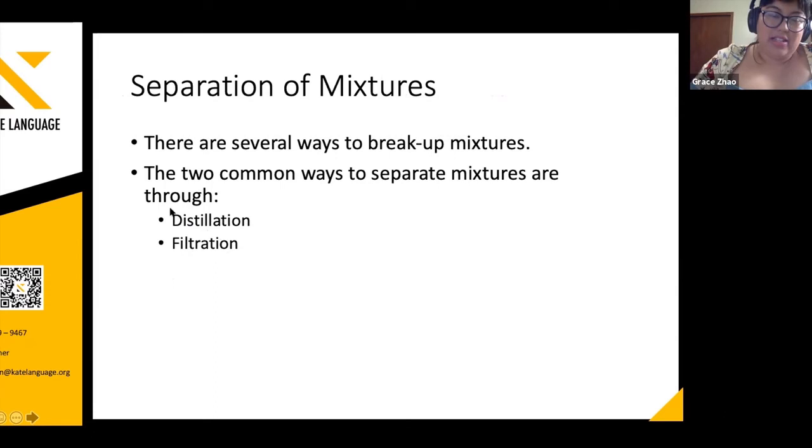And I really don't like distillation, actually. This one is a pain to do, in my honest opinion. If you make a solution and you have to break it up through distillation, it can take from 4 to 5 hours to break up into another pure substance. It's actually really hard to do. So it's not my favorite.